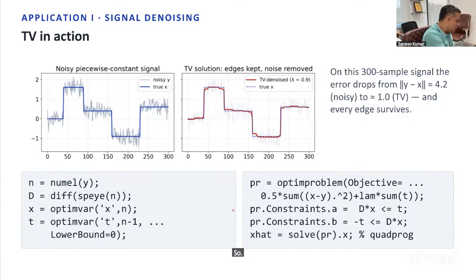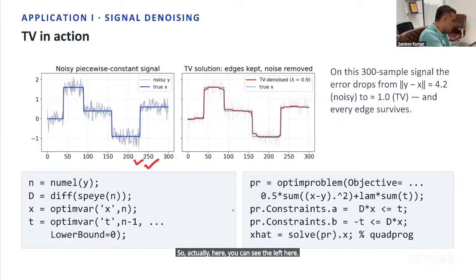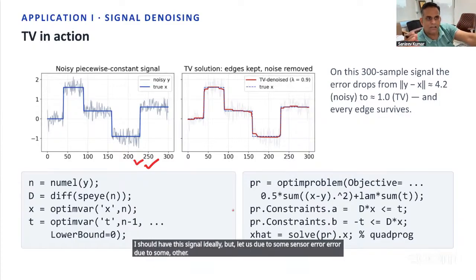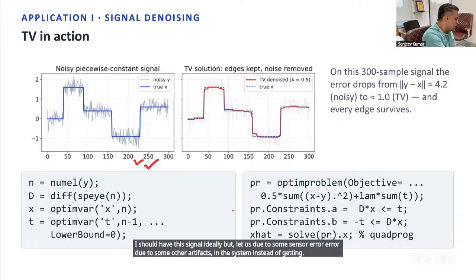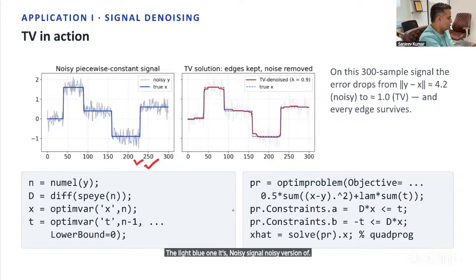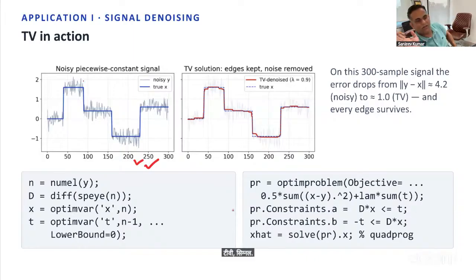Actually, here if you see the left figure, this blue solid line is my original signal. I should have this signal ideally. But due to some sensor error or some other artifact in the system, instead of getting this clean signal, I am getting this noisy version of it. The light blue one is the noisy signal. Now TV denoising is nothing but, given this noisy signal, finding a good approximation of the clean signal. I don't have this clean signal.